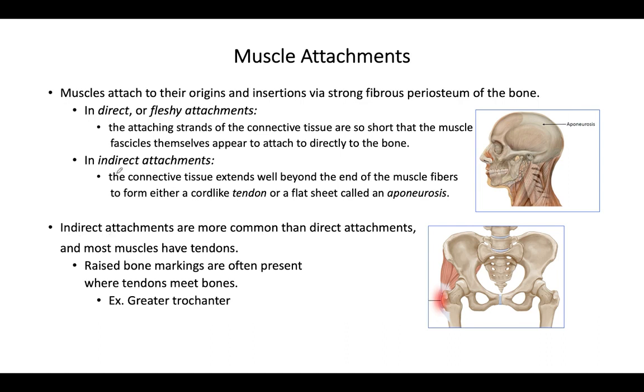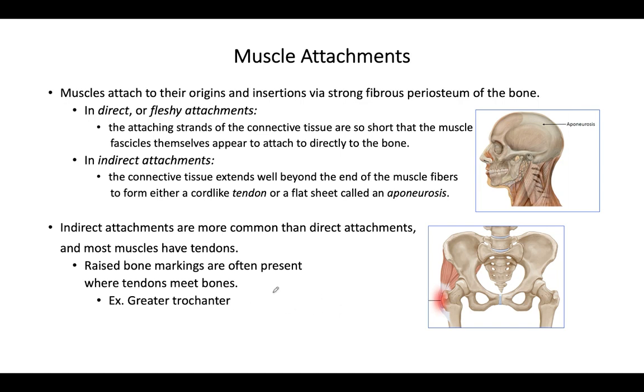Usually, indirect attachments like this one, aponeurosis or cord-like tendon, are more common than direct attachment, and most muscles have tendons. Also, when you study the skeletal system, you study the greater trochanter on the head region of the femur and the lesser trochanter, or when you study the humerus, you study the greater tubercle or lesser tubercle. It's a kind of protrusion on the bone. That is the region where the muscle attaches to the bone.